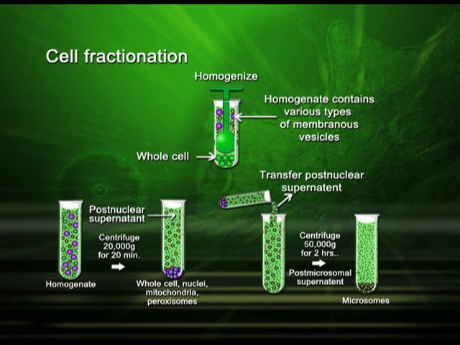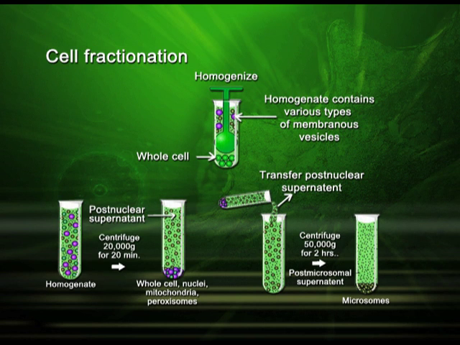Now, let us look into this diagram. The homogenate contains various types of membranous vesicle. Now, this membranous vesicle is subjected to centrifuge at 20,000 G for 20 minutes. Now, what do you see in the pellet? You can see whole cells, nuclei, mitochondria and peroxisomes.